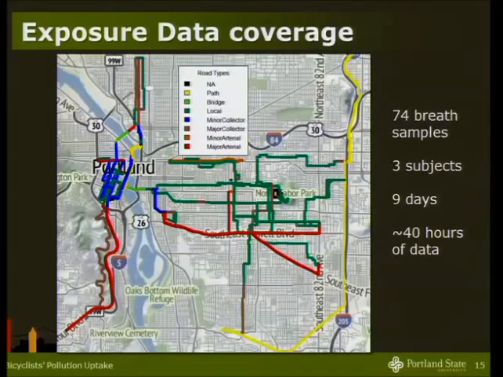So the yellow ones are, I'm supposed to use the mouse. The yellow ones are off-street paths. You might recognize the I-205 and Springwater bike paths. And then we had some local roads, bike boulevards, all the way up to major arterials like Foster, Powell, and Barber Boulevard. So we tried to get a really wide range of facilities around the city.